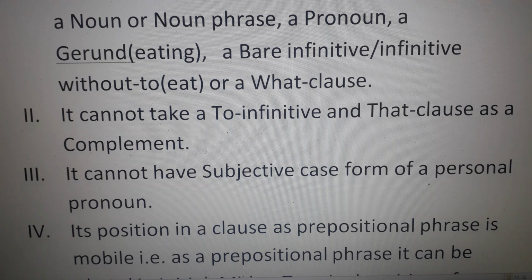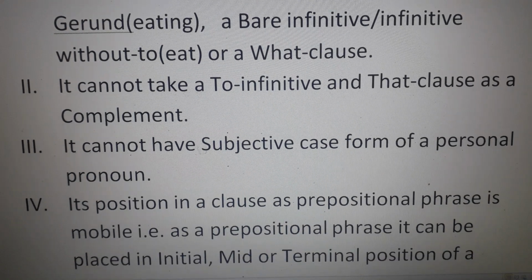Third, characteristics. Rather than cannot have a subjective case form of a personal pronoun, that is, rather than cannot have they, he, or she as its complement. We have to use the objective case form of these personal pronouns, that is them, him, or her.